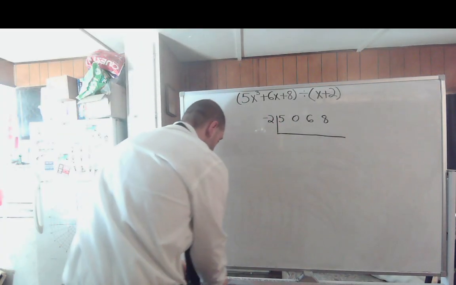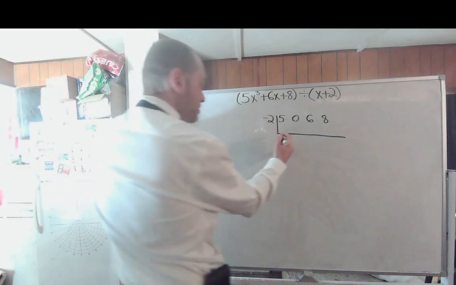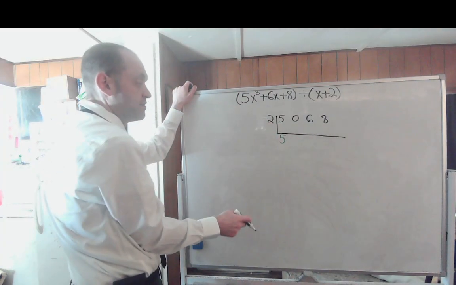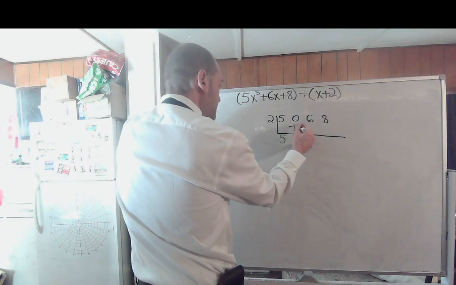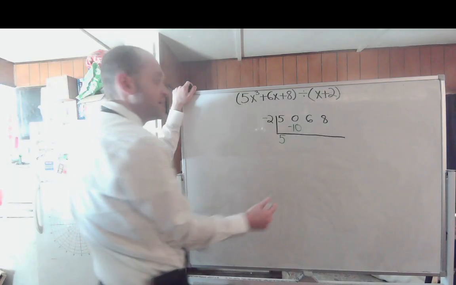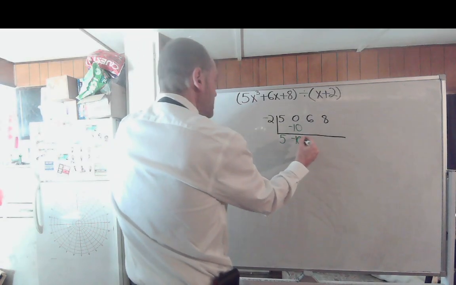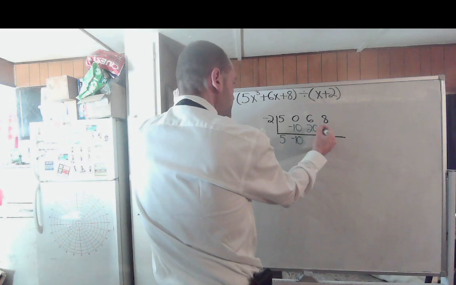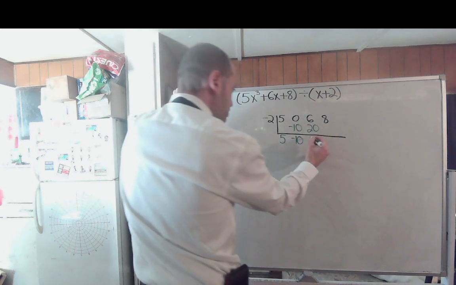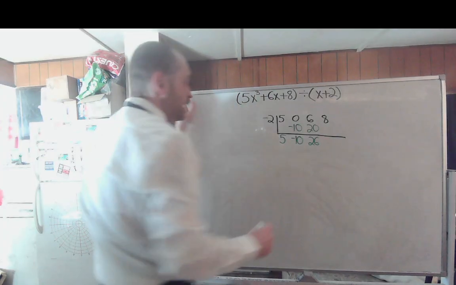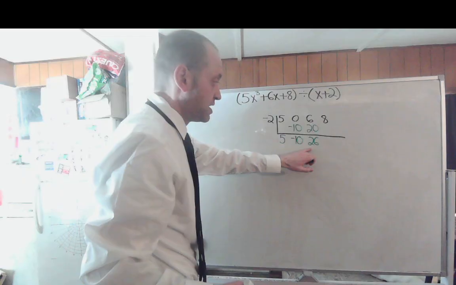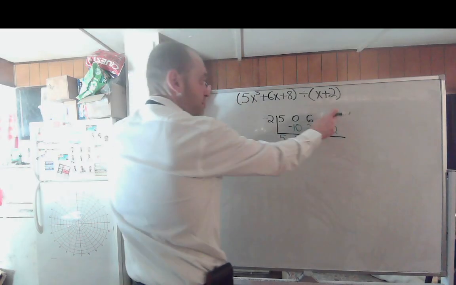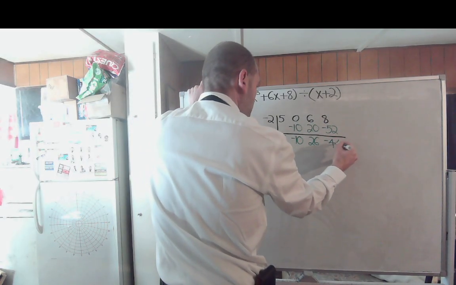Now we can go ahead and proceed. Bring down that 5 from above, put that below the table. Now take negative 2 times 5. That's going to give you negative 10. So then take your 0 plus negative 10, you get negative 10. Take negative 2 times negative 10, that's going to give you 20, so put that below your 6. So 6 plus 20 is 26. Alright, negative 2 times 26, that's going to be negative 52. Put that below your 8. 8 minus 52 is negative 44.